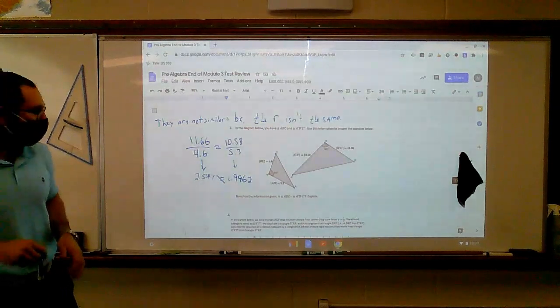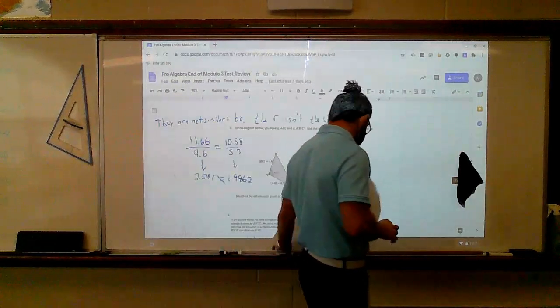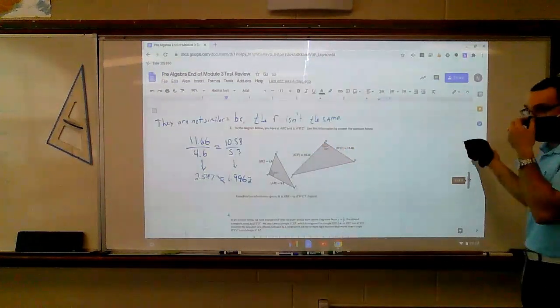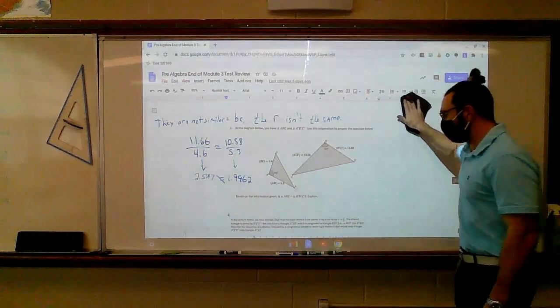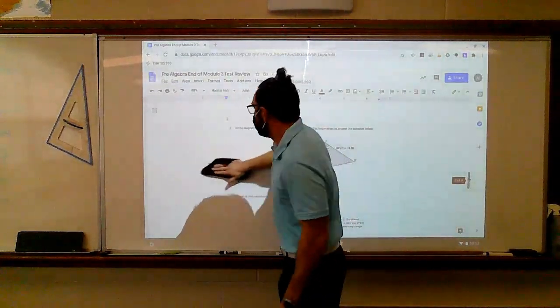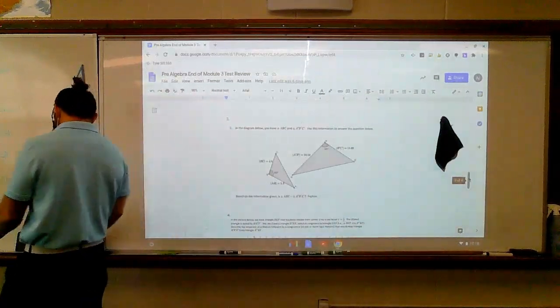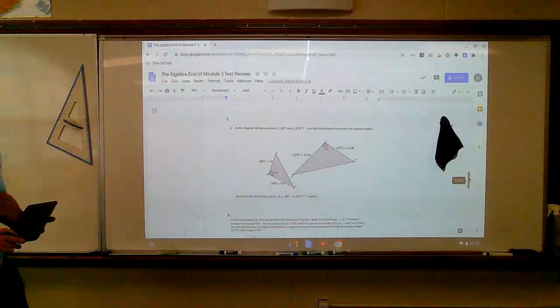Okay? So that takes us through 1, 2, and 3. Proportionality is a huge part of this. That's how we're checking to see if they are similar. Ugh, got stuff all over my hands. Number 4.